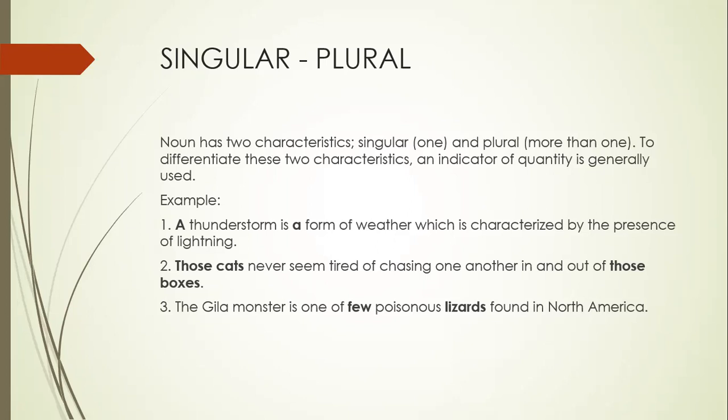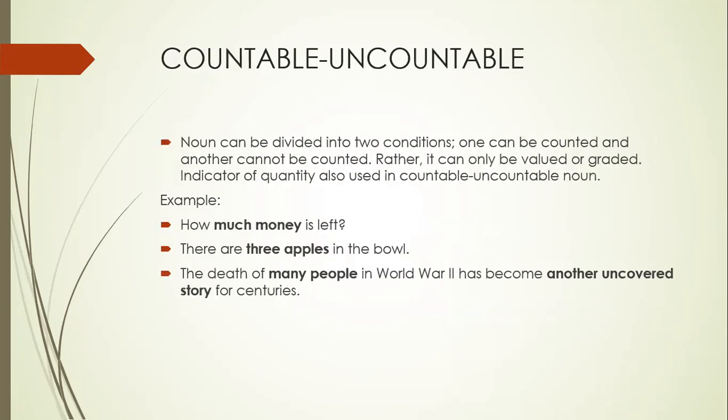Nah, selanjutnya ada juga ketika noun itu dibagi menjadi bisa dihitung dan tidak bisa dihitung, yaitu countable and uncountable. Noun can be divided into two conditions, one can be counted and another cannot be counted ya. Jadi nanti kan Miss udah upload ya URLs video, YouTube video itu juga ada more explanation about what is countable and uncountable nouns gitu ya. Apa sih yang dimaksud bisa dihitung, apa yang dimaksud dengan tidak bisa dihitung gitu ya. Rather it can only be valued or graded.